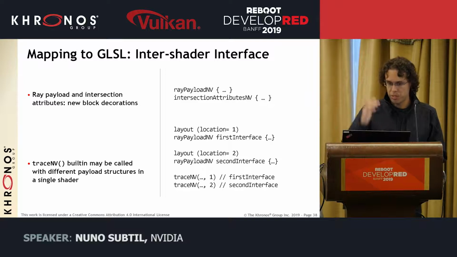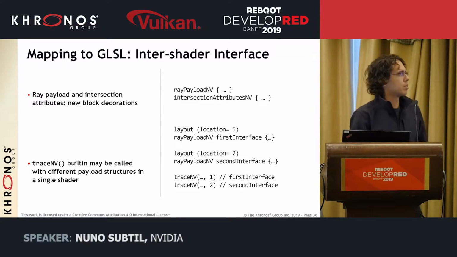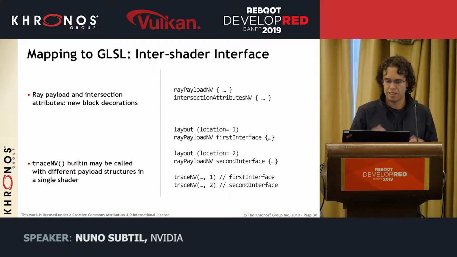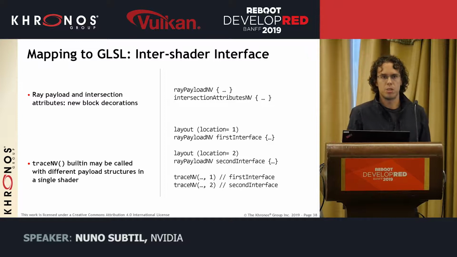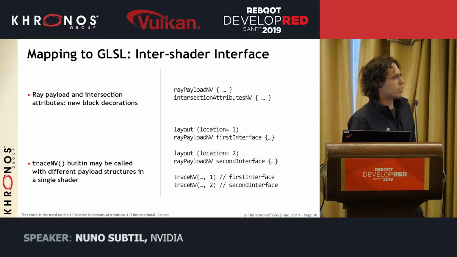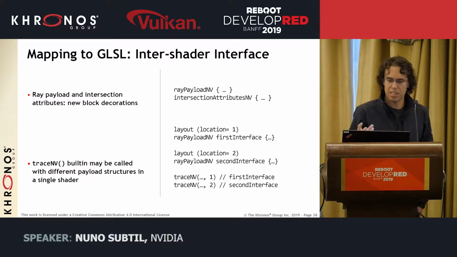There's a bit of a nuance here that I want to try to explain, in that this really implies that trace NV would be polymorphic, but GLSL has no concept of type polymorphism. So instead, to overcome this limitation, what we did was assign a location index, or allow the application to assign location indices to each of the payloads that it defines.